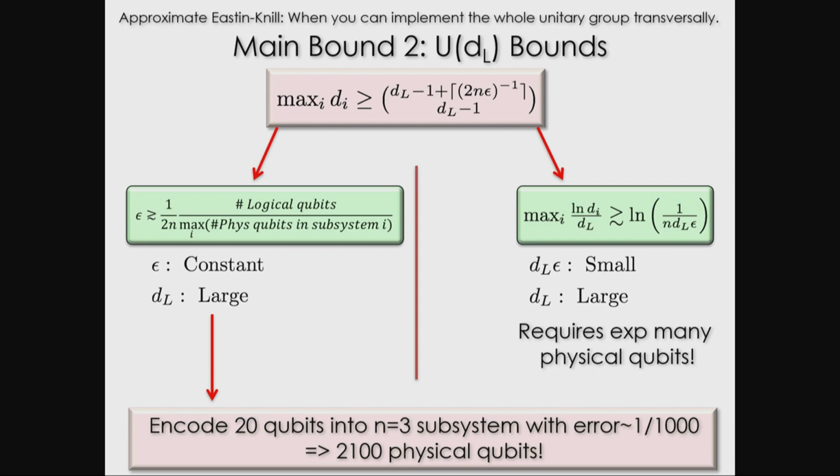And the other regime is that suppose that you want to have a good enough code that can distinguish different logical basis elements, and you can see that in this case, our bound tells you that you require exponentially many physical qubits. So with these bounds, I'm going to hand it over to Mischa.